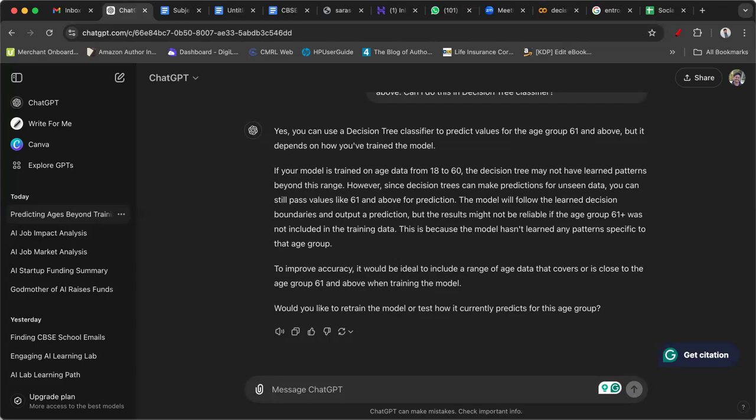However, since decision trees can make predictions for unseen data, you can see the difference from the basic regression model and also the basic classification model after some point in time. Maybe I will show you. In classification, even logistic regression is a powerful model.